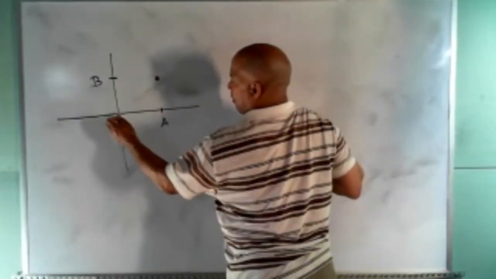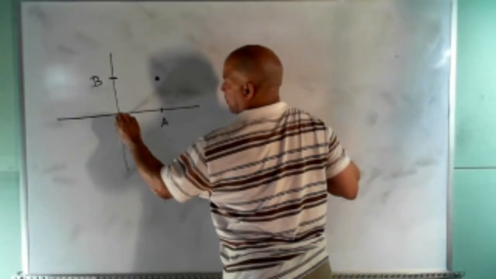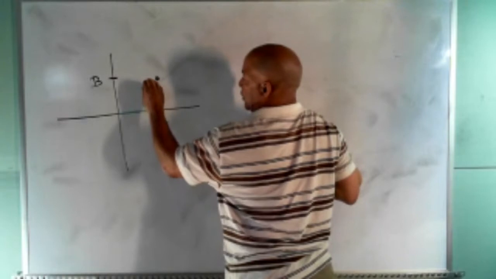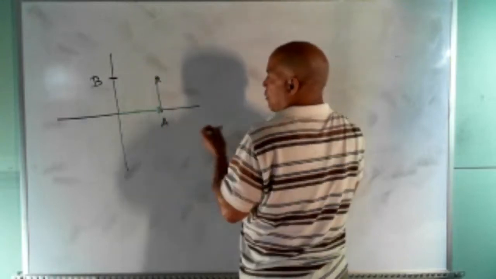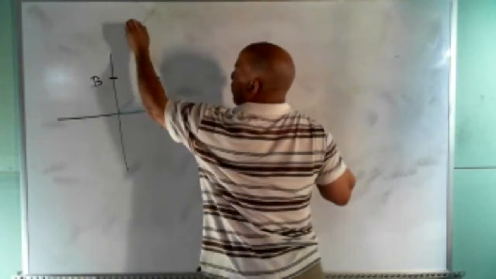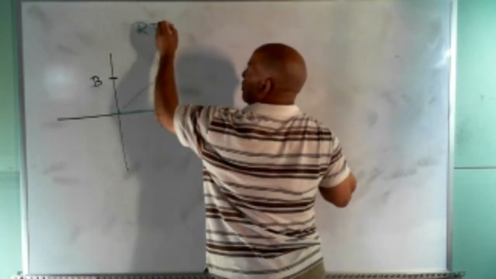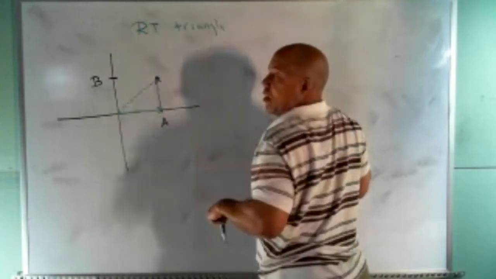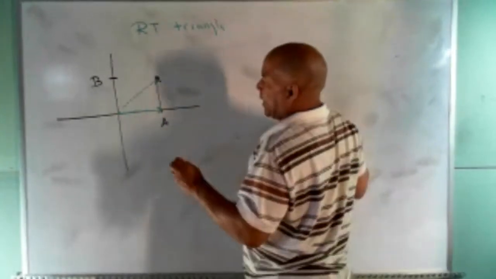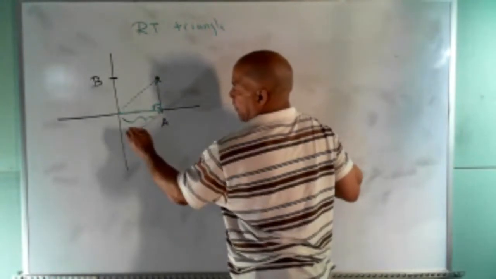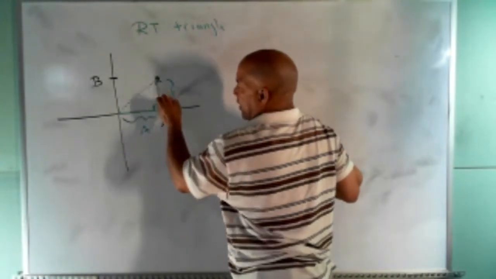if I go over A units like that, and then I go up B units, you'll notice if I do this, then that makes a right triangle, which is nice because we know all about right triangles. And if this makes a right triangle, here's my right angle. And I know this right here to be A, and I know that right there to be B.